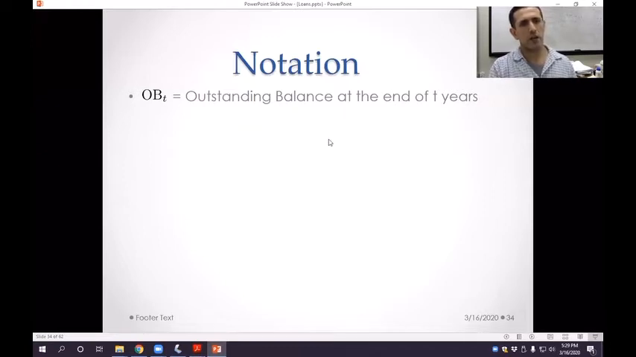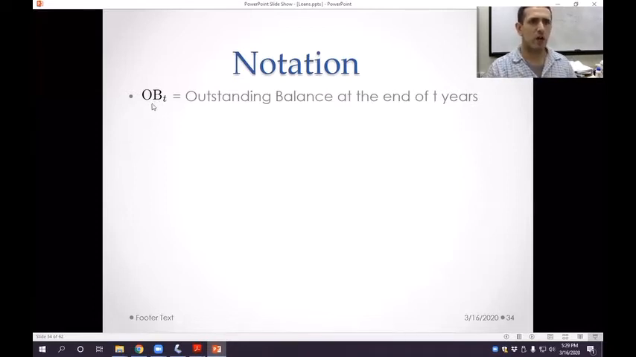So let's introduce some notation, and this is the book's notation. I think it's fairly standard actuarial notation. Excuse me. These lectures are kind of hurting my throat a little bit, but that's all right.